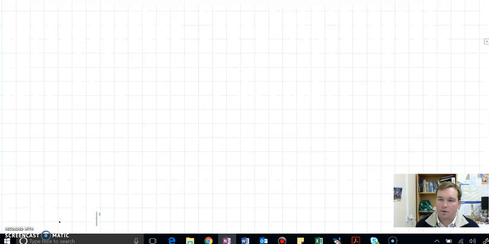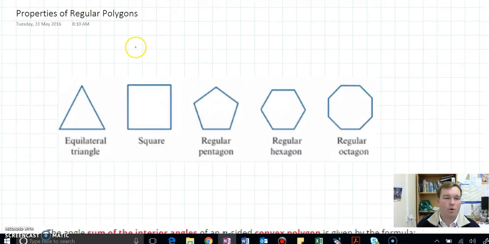Alright, properties of polygons. All of these are what's called regular polygons. Polygons meaning multiple sides, regular meaning they all have the same interior angles, as in that's equal to that's equal to that's equal to that's equal to that, or this is equal to this and this and this and this.